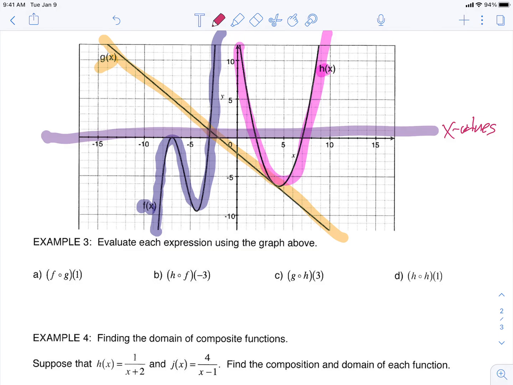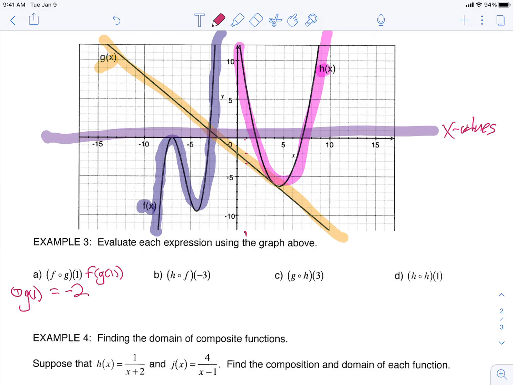So again, f of g of 1 really means f of g of 1. So first, we find g of 1. So I look at my graph. Here's where x is 1. And where's my g function? Well, that's right here. So g of 1 is negative 1, 2, negative 2, right? So g of 1 is equal to negative 2.